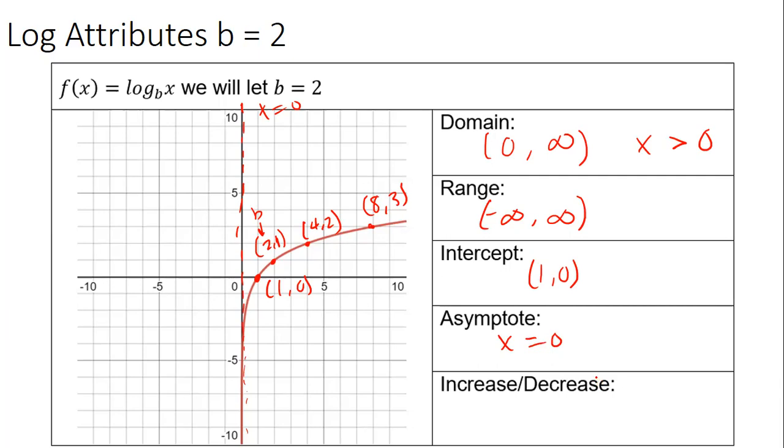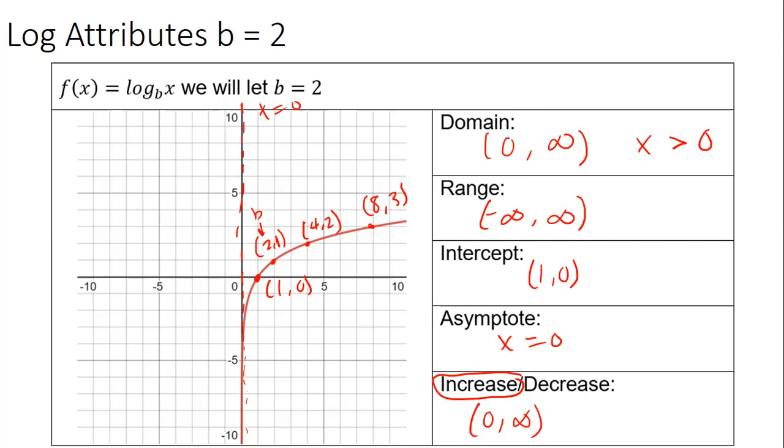All right, and then is the graph increasing or decreasing? It is increasing. And when we describe increase, we describe from where does it start to where does it end? Well, we start increasing at 0 and we continue to forever.